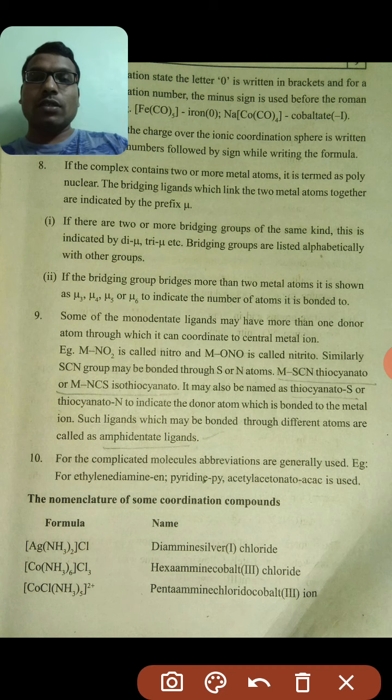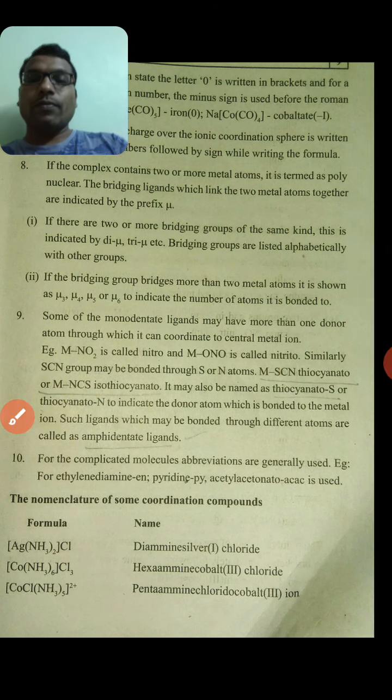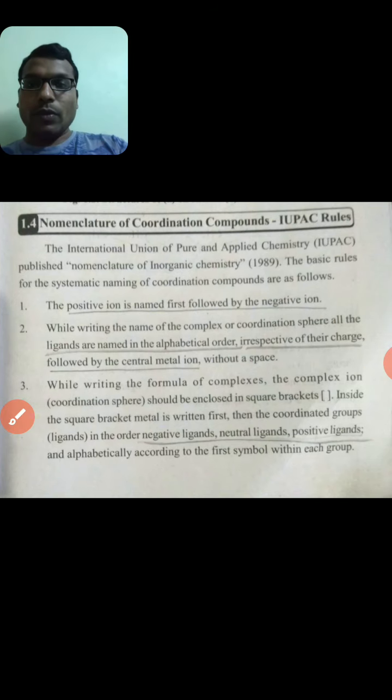Next we'll discuss how to write the formula of a coordination complex. There is one rule. So in this, while writing the formula of the complex, how do we write the formula of the complex?